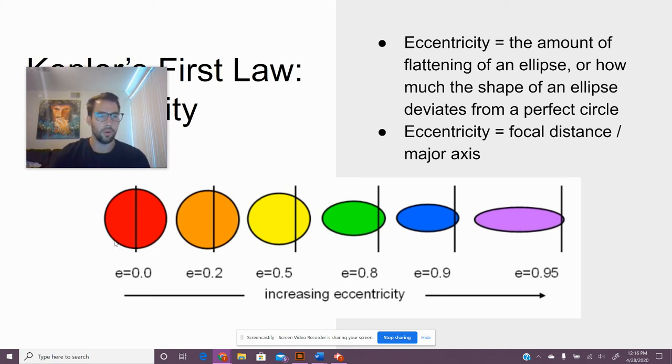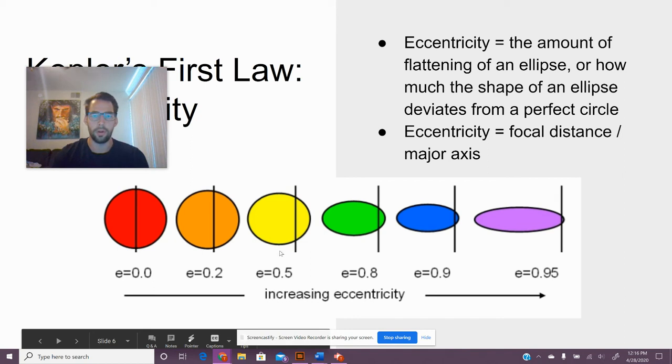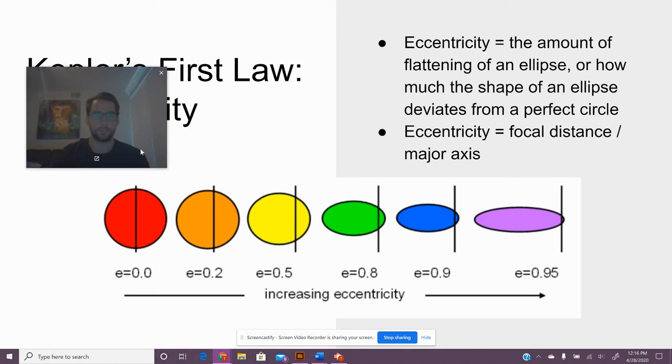In a circle, the reason it's a circle is because the focal distance, well, both foci are right there in the middle. So that's 0. So 0 divided by anything is going to end up being 0. 0.5 is somewhere right in the middle.